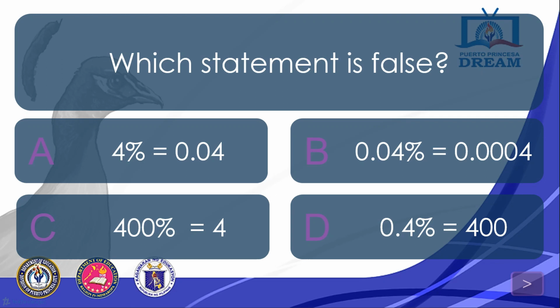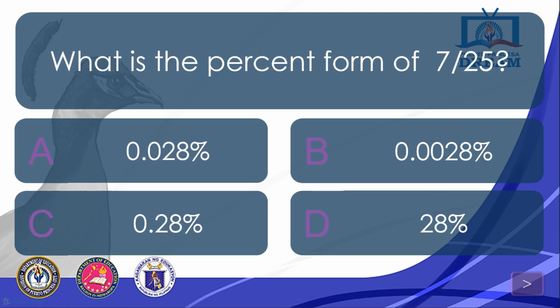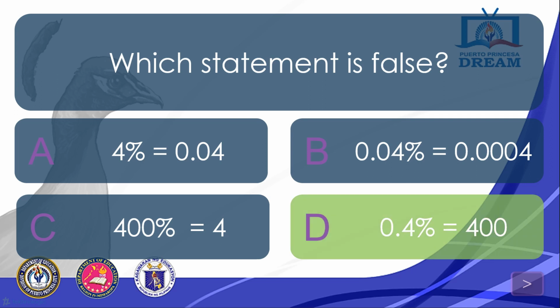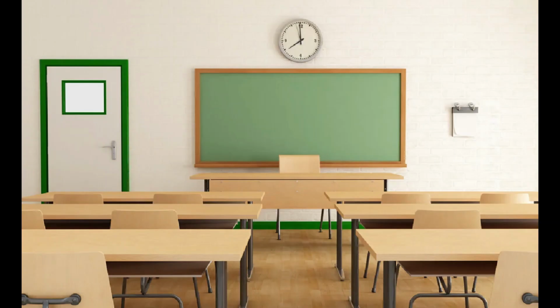Which statement is false? A. 4% is equal to 0.04. B. 0.04% is equal to 0.0004. C. 400% is equal to 4. D. 0.4% is equal to 400. Correct answer is D. 0.4% is equal to 400.